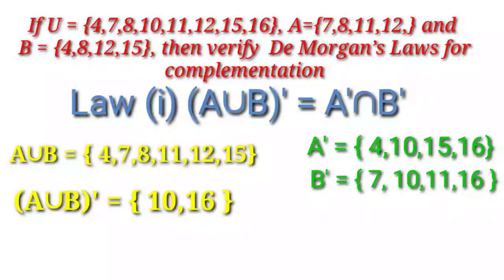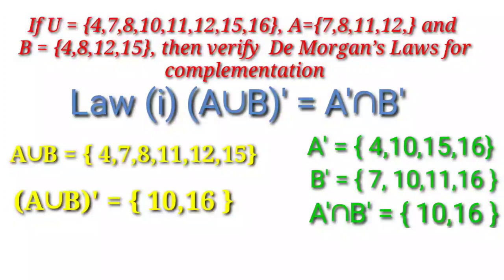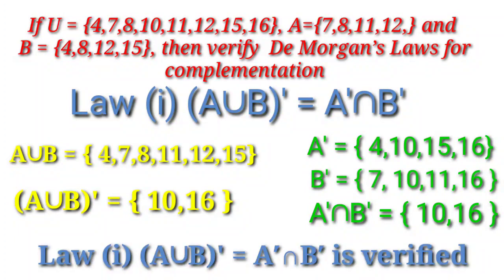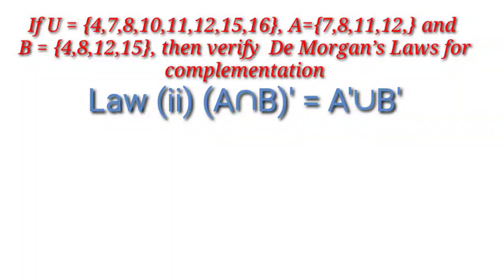Then we have to find the intersection of these two sets. Here the common elements are 10 and 16. So A dash intersection B dash is equal to 10 and 16. Now observe the left hand side and the right hand side answer. We verified that A union B whole dash is equal to A dash intersection B dash. Next we are going to verify the second law, A intersection B whole dash is equal to A dash union B dash.